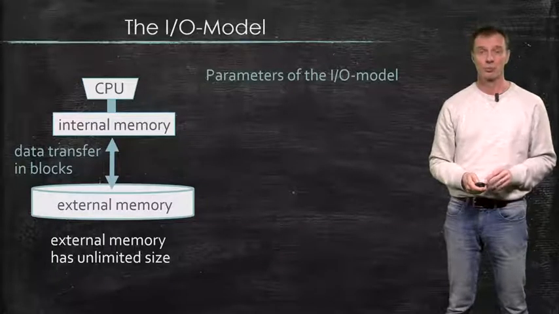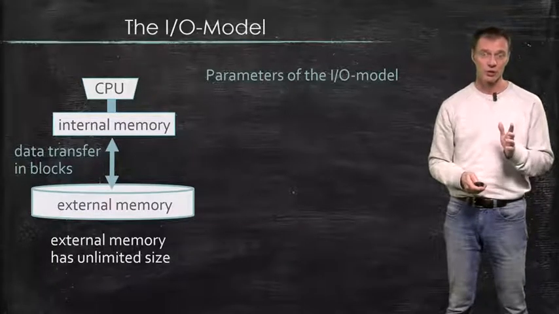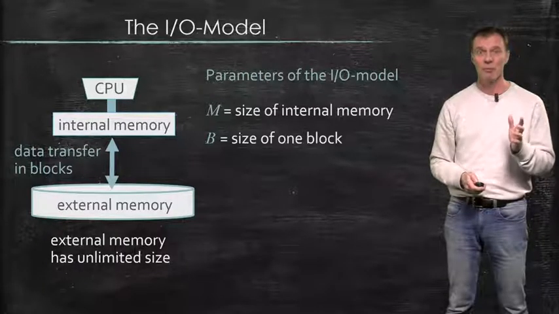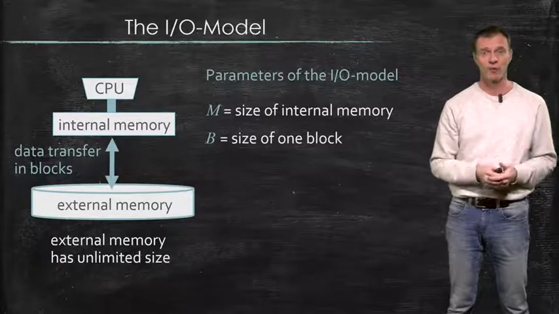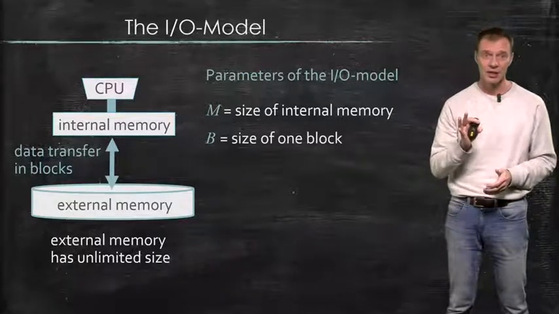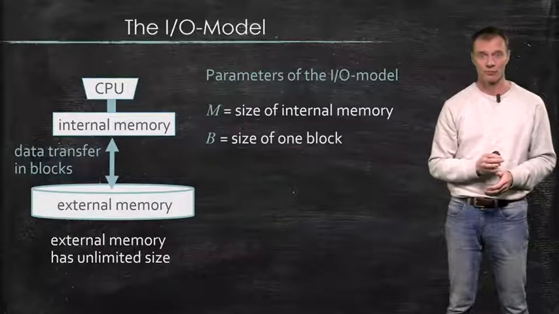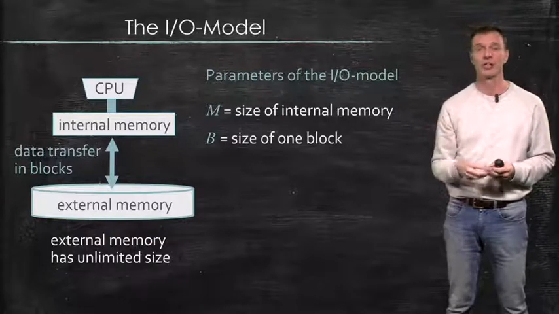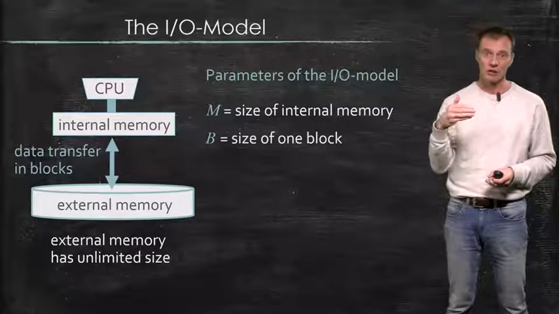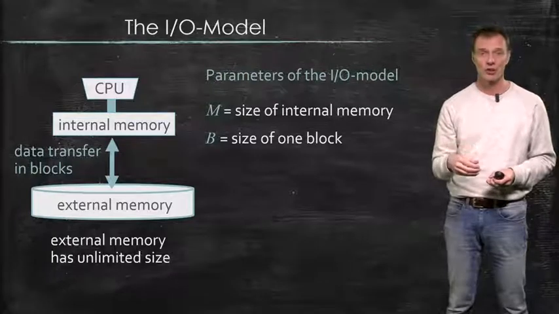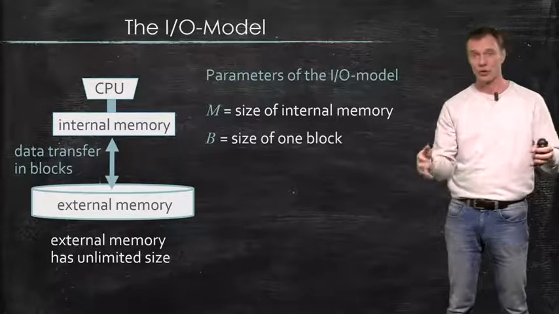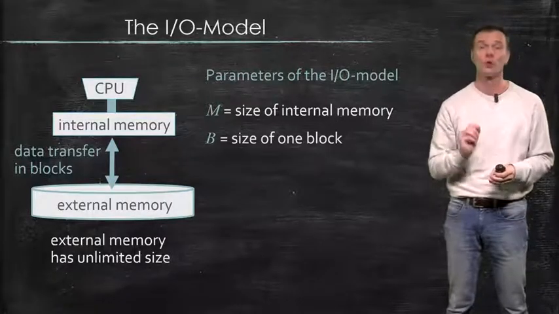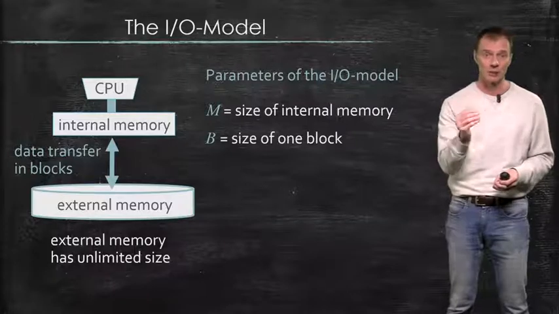So what are important parameters of the model? And these parameters we're also going to use in the analysis. Well, that's M, the size of the internal memory, and B, the size of one block. And as we will see, maybe now it's not completely clear, but it will become clear in the rest of this course, the number of IOs is going to depend not only on the algorithm and how much data you have, so the algorithm and N, but it's also going to depend on these parameters M and B.